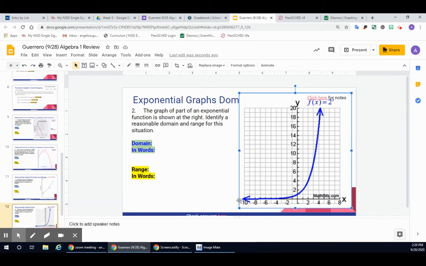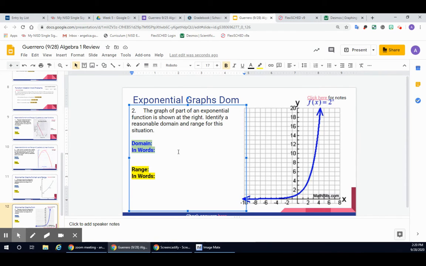So when you look at your x values, you want to trigger yourself to say, hey, if this graph is going in both directions and it has an arrow in both directions on my x's, then I want to recognize that my x values are not restricted. So right here, we would say our domain is all real numbers. Okay, but the range, however, there is a restriction on the range.